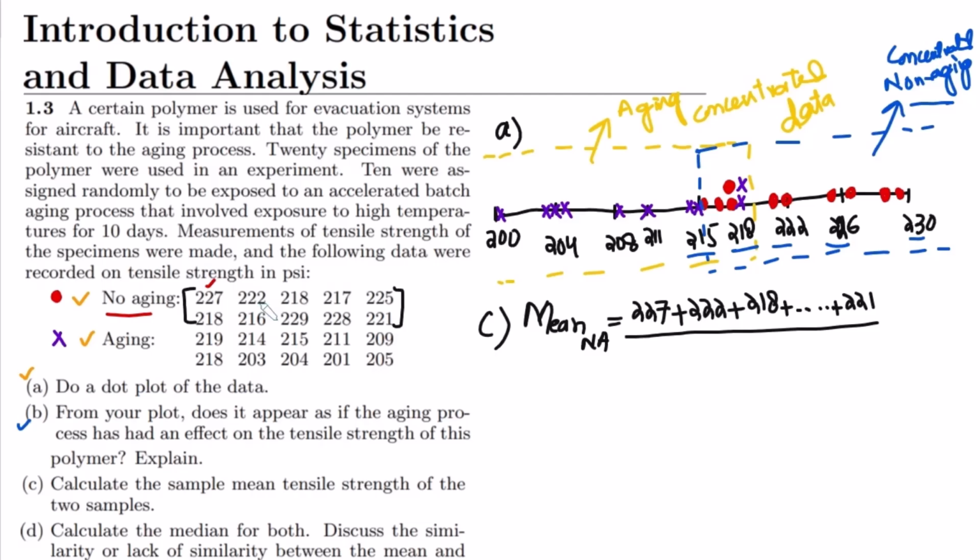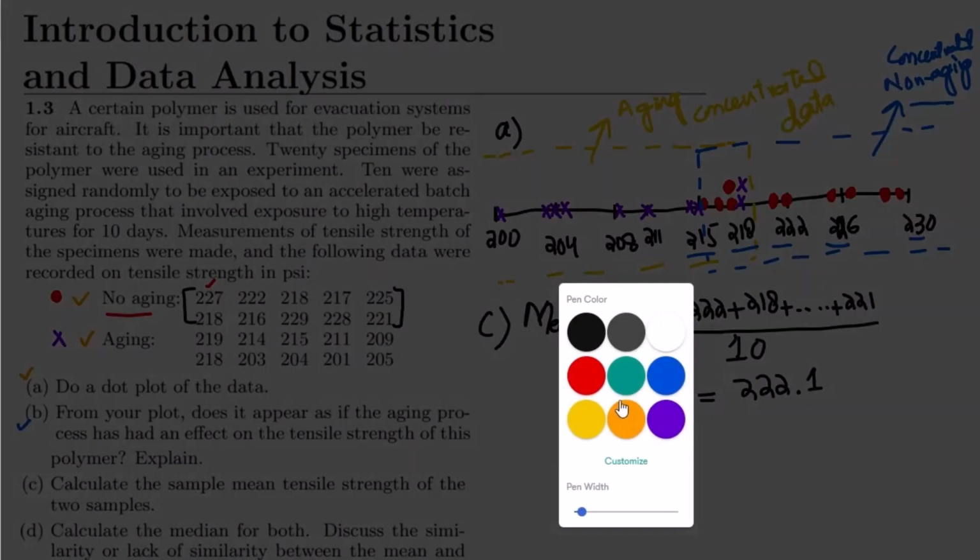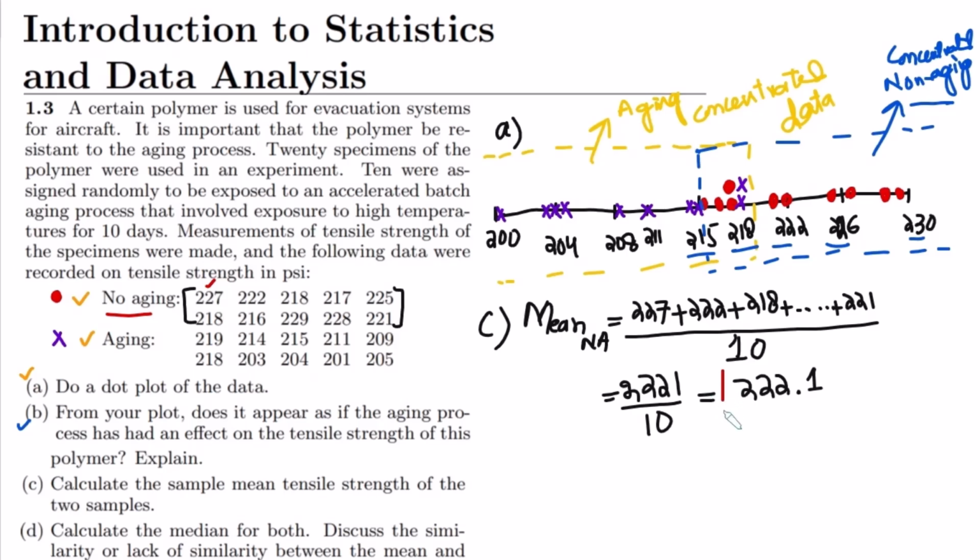Here we have 1, 2, 3, 4, 5, 6, 7, 8, 9, 10, so divided over 10. I have previously calculated it: 2221 divided by 10 basically gives me 222.1. That is the mean tensile strength of my data if we have no aging process.